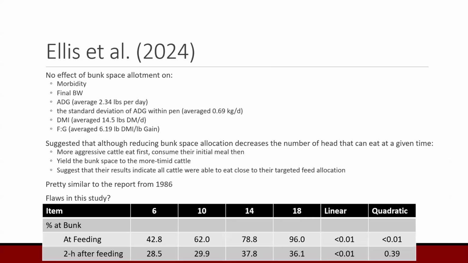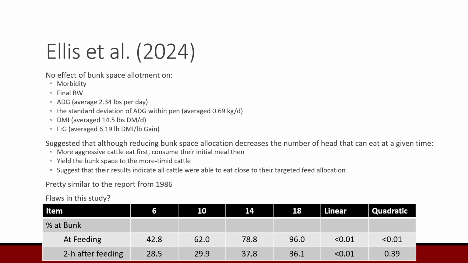They saw no effect of bunk space allotment on morbidity, final body weight, average daily gain. So their average daily gain was on average 2.34 pounds a day. No effect of bunk space allotment on the standard deviation of average daily gain within pen. So it averaged 0.69 kilograms per day. No effect on dry matter intake or feed to gain.